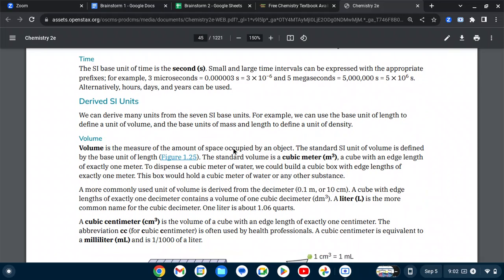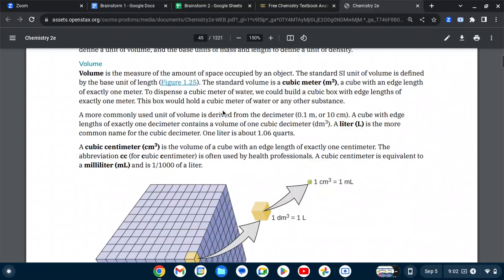Time. The SI base unit of time is the second. Small and large time intervals can be expressed with the appropriate prefixes. For example, 3 microseconds, 0.000003, or 3 times 10 to the negative 6, and 5 megaseconds, 5,000,000, equals 5 times 10 to the 6 seconds. Alternatively, hours, days, and years can be used. Derived SI units. We can derive many units from the 7 SI base units.